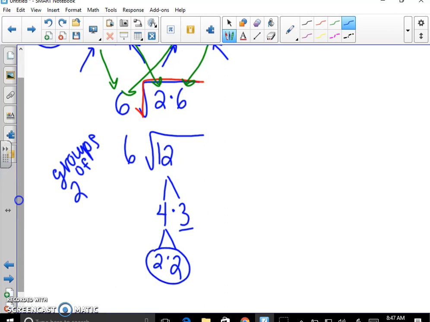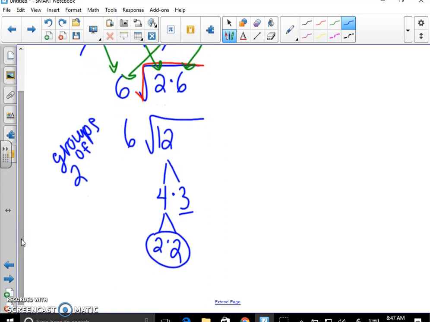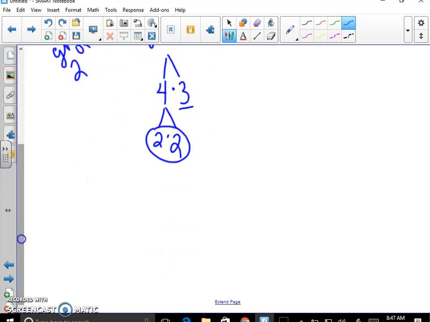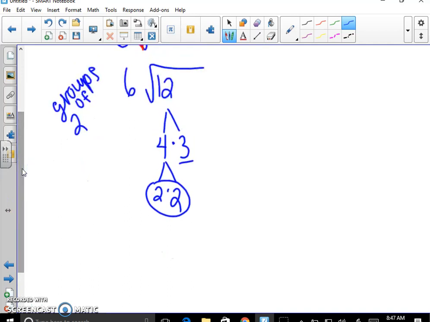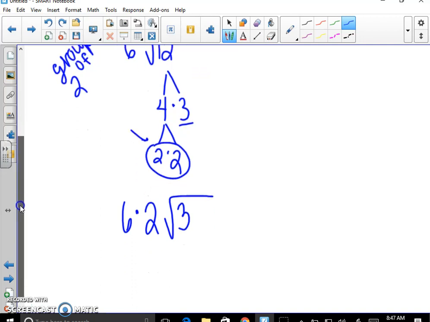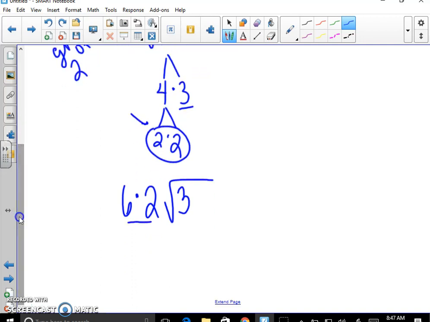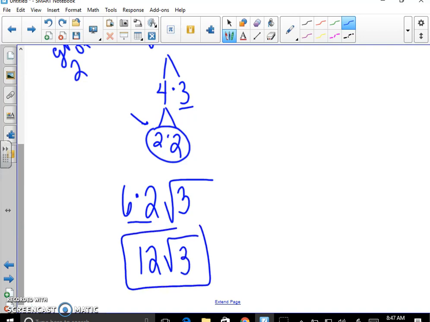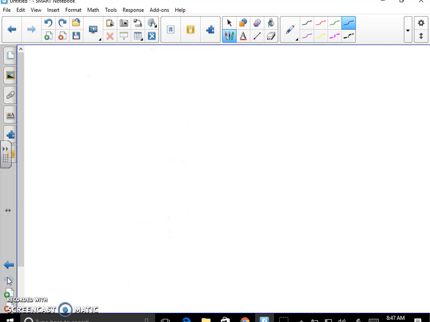There we go. Group of 2 right there. So our final answer, give you a bit more space. We're going to bring this 2 to the outside, so we have 6 times 2, square root, and a 3 is left over. Still not done though. That is not in simplest form. Got to multiply 6 times 2, get 12 root 3. Final answer. Let's do one more example where we're multiplying square roots.